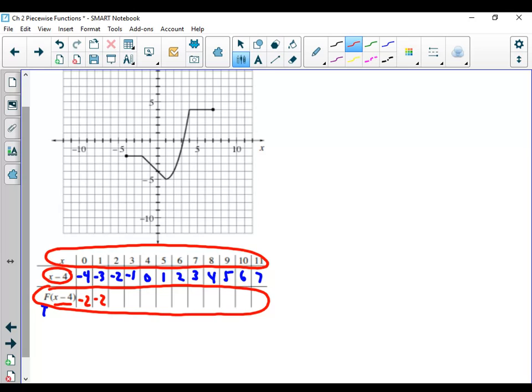After you fill in your tables, go ahead and graph those new ones. See what sort of changes took place.